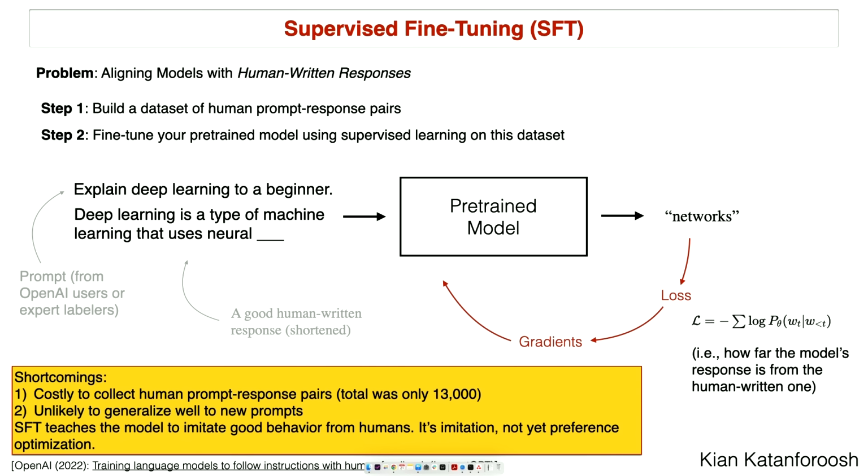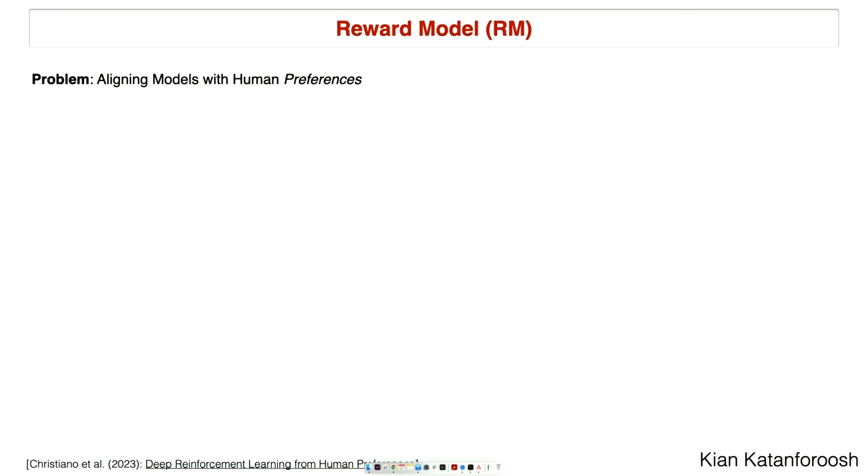The second aspect is it's unlikely to generalize well because you're not doing reinforcement learning here. You're doing supervised learning. You're just showing a set of examples, 13,000 examples that you want the model to learn, but what tells you that it will generalize to an unseen prompt that will come from your user base? So this approach, SFT, really teaches the model to imitate good behavior from humans. And that's the key. It's imitation. It is not preference optimization. To do preference optimization, that's where we're going to train a reward model and we're going to do proper RLHF.